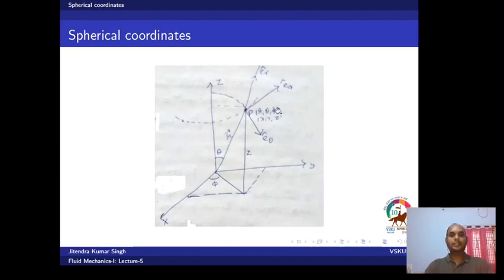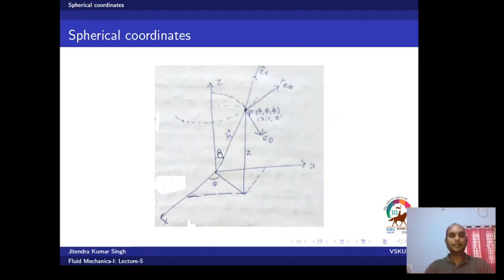Suppose e_r, e_theta and e_phi are the unit normals in the increasing direction of r, theta and phi. e_r, you can see here, is the unit vector in the increasing direction of r. e_theta is the unit vector in the increasing direction of theta, and e_phi is the unit vector in the increasing direction of phi.